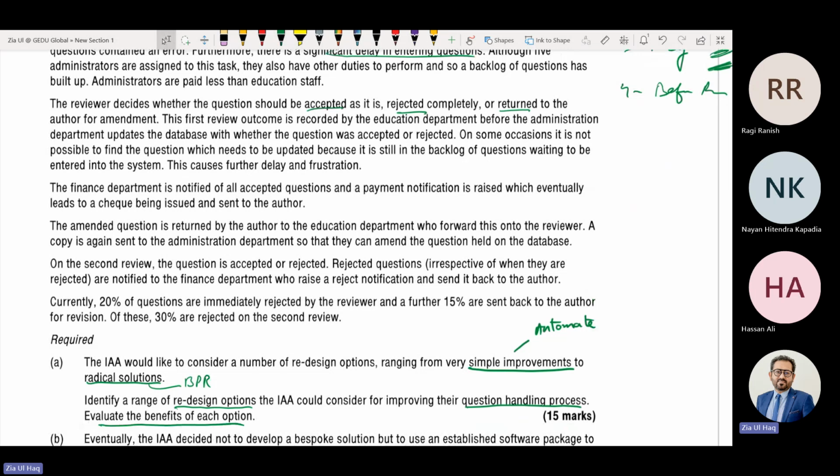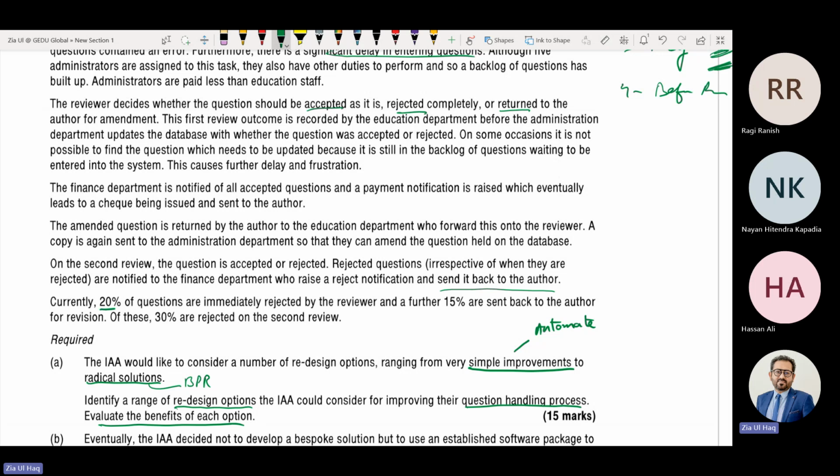On second review, the question is accepted or rejected. There are 2 options. There is no option for amendment now. Rejected questions, irrespective of when they are rejected, are notified to the finance department, who raise a rejection notification and send it back to the author. There will be no payment for these questions because they are rejected.